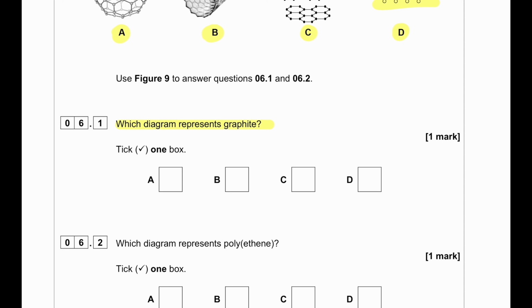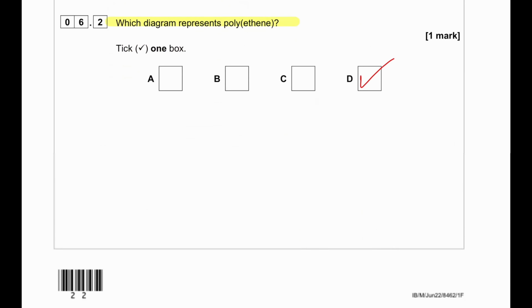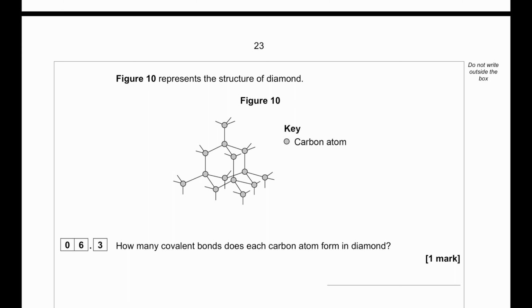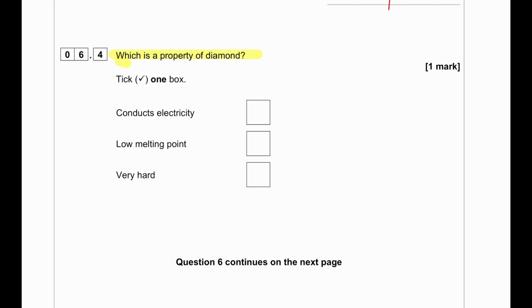Which diagram represents graphite? Definitely C. Which diagram represents polythene? Definitely D. Figure 10 represents the structure of diamond. We can see each carbon is bonded with 4 other carbons. How many covalent bonds does each carbon form in diamond? 4.